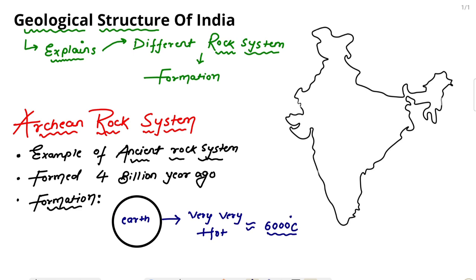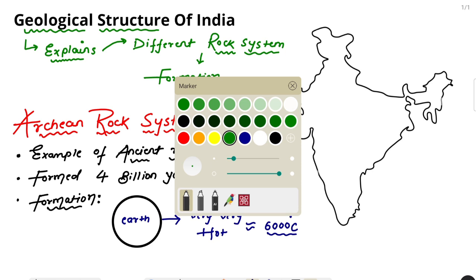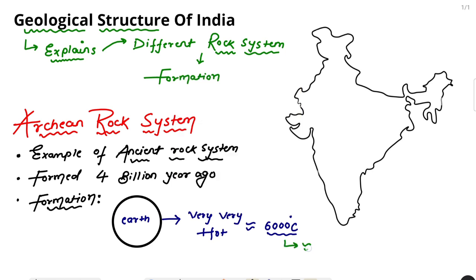In today's era, after cooling down, the approximate temperature of the earth is 15 degrees Celsius. This is the average temperature of the earth today, right? So in the beginning the earth was very hot, about 6000 degrees Celsius, and as time passed the earth became cold and the average temperature is 15 degrees Celsius. So now the question is, where is the formation of the Archean rock system? If something becomes cold, the density also becomes very high.